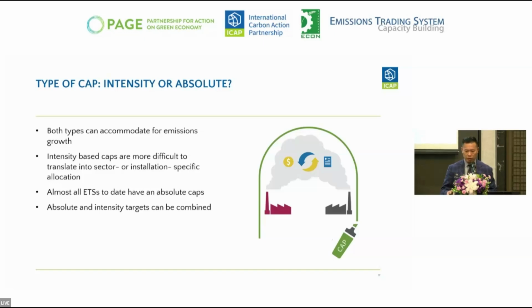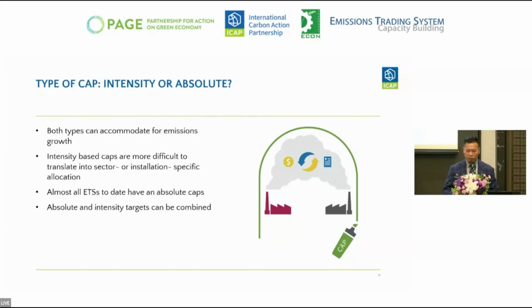So as a summary, both intensity and absolute cap can accommodate emission growth. Some people will argue that we haven't peaked yet, so we can't have an absolute cap number, but like I said, Korea also has an absolute cap, but it's increasing. Or you can change the design of the absolute cap. So even if there is still some growth expected, the ETS can also design an absolute cap for that.